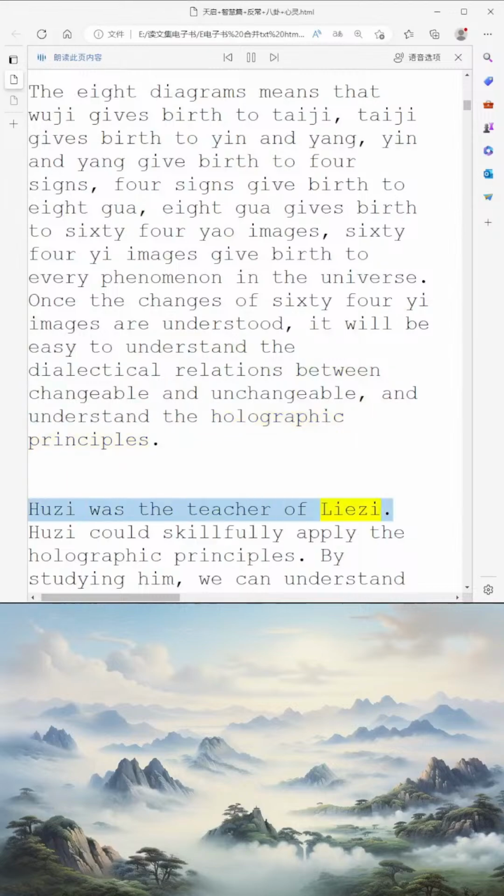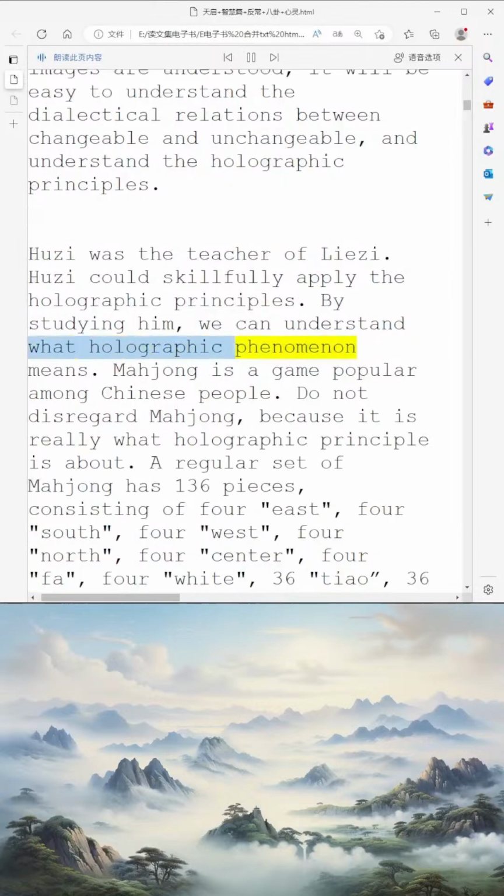Huzi was the teacher of Lizi. Huzi could skillfully apply the holographic principles. By studying him, we can understand what holographic phenomenon means. Mahjong is a game popular among Chinese people. Do not disregard Mahjong, because it is really what holographic principle is about.